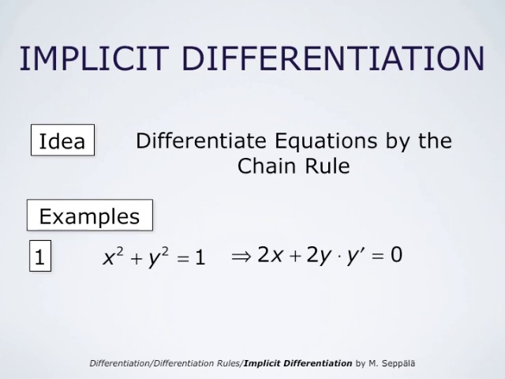So we get an equation 2 times x plus 2 times y times y prime equals 0, and from this equation it is easy to solve y prime. One gets y prime equals negative x over y. This gives the slope of the line tangent to the unit circle at the point (x, y). The slope is negative x divided by y. This information, by the way, can be used to quickly and easily and accurately draw the image of a circle of any radius.